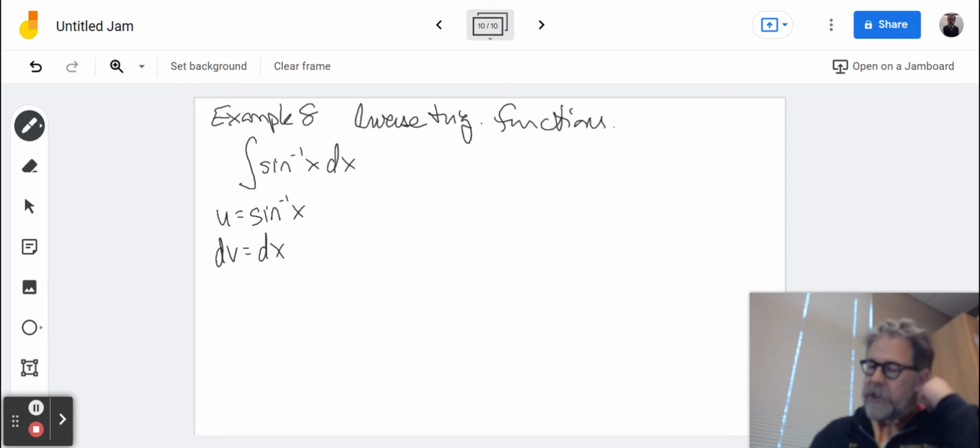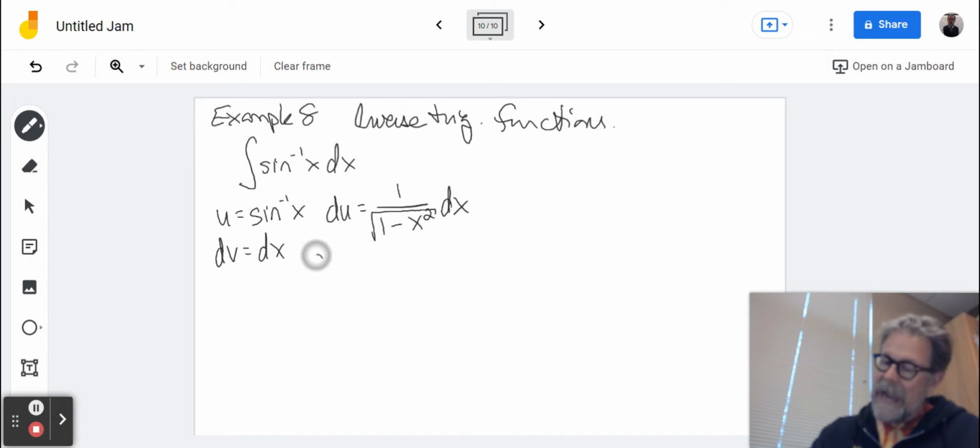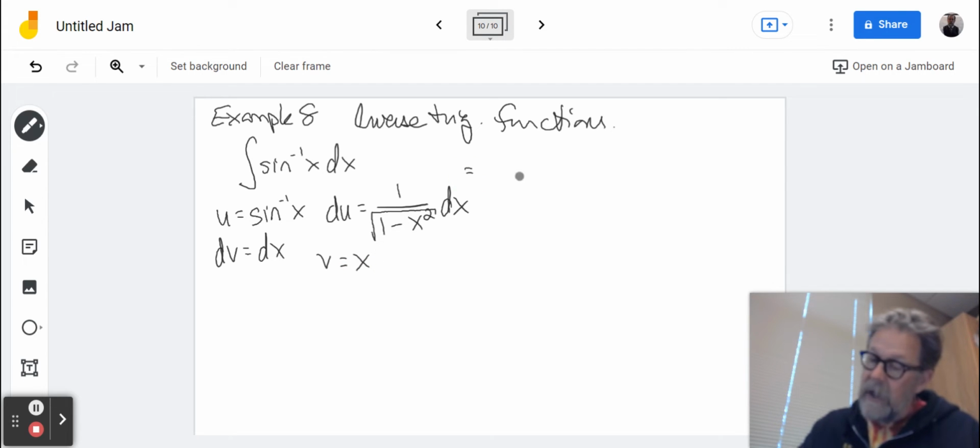So the derivative of arcsine is 1 over the square root of 1 minus x squared with respect to x, and the antiderivative of dx is just x, giving us u times v, x arcsine of x, minus the integral of v du. So this becomes the integral of x over the square root of 1 minus x squared dx.